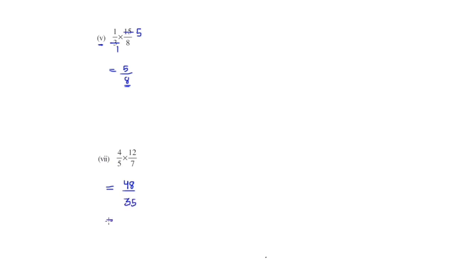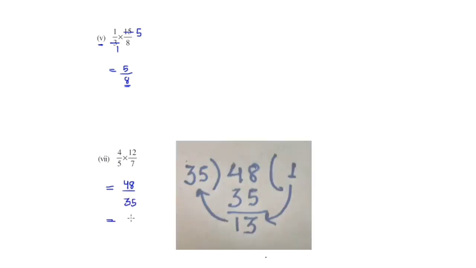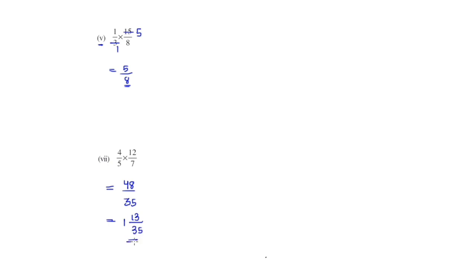Clear? Since this is an improper fraction, dividing 48 by 35, we will get 1 as the quotient, the remainder 13 as the numerator, and writing 35 as the divisor. Clear? This is how we will solve this type of question.